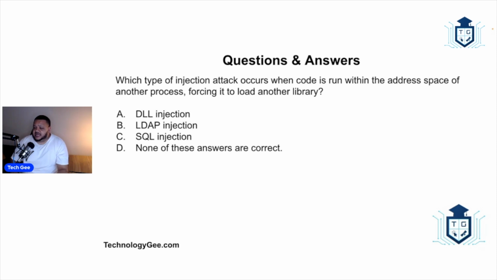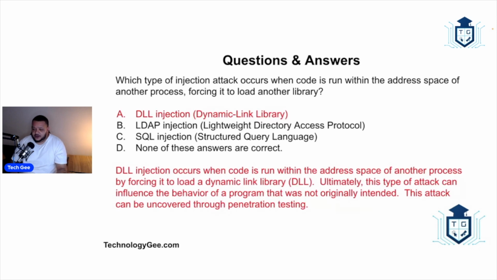So which type of injection attack occurs when code is run within the address space of another process, forcing it to load another library? This would be called a DLL injection, or dynamic link library. DLL injection occurs when code is run within the address space of another process by forcing it to load a dynamic link library. Ultimately, this type of attack can influence the behavior of a program in ways that were not originally intended, and this attack can be uncovered through penetration testing.